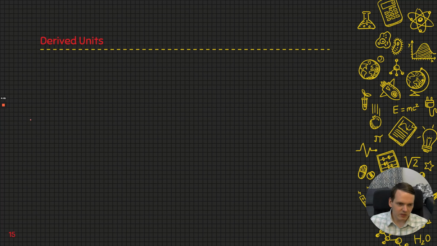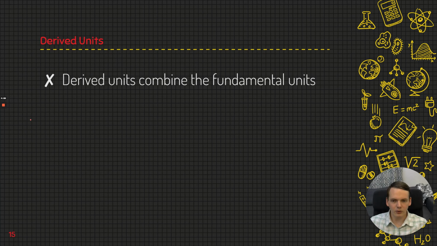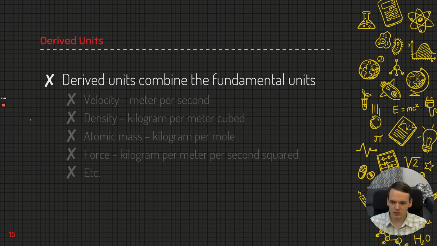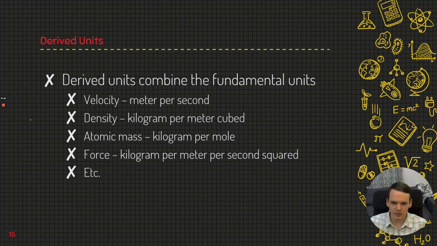But you might be thinking there's a bunch of other units that you've heard of, and those would all be derived units. And those come from combining the fundamental units. So here's some examples. You've got velocity, which is meters per second, density, kilograms per meter cubed, atomic mass, kilograms per mole, force is a kilogram per meter per second squared. So you can see how all of these are combinations of some of those units on that previous page. So when you combine them, you can get additional units.